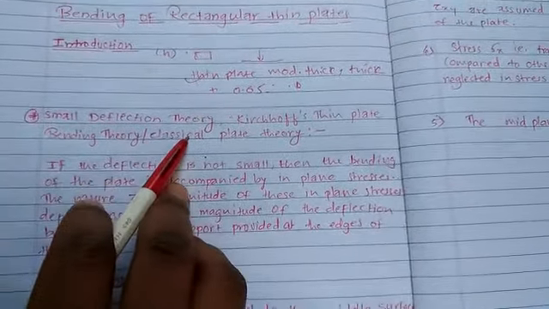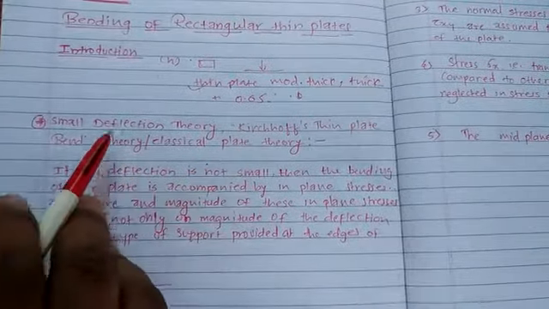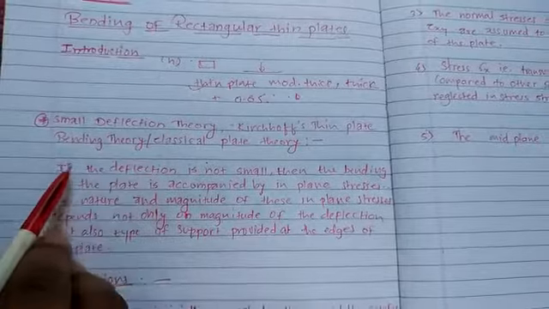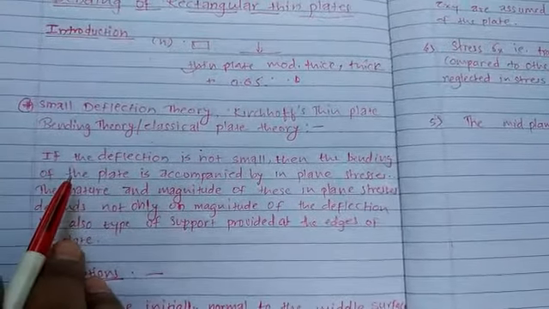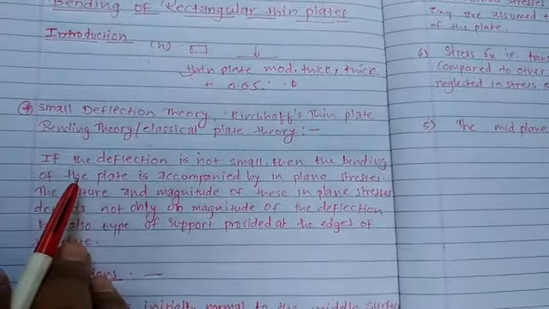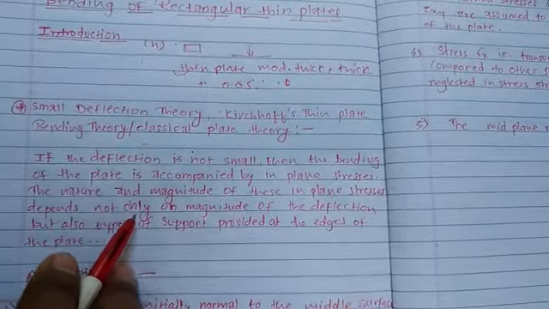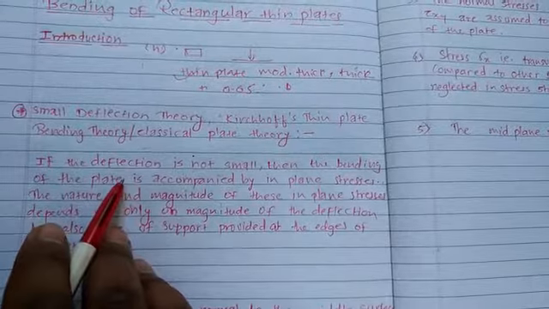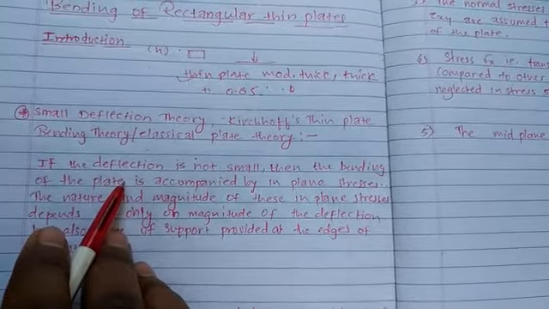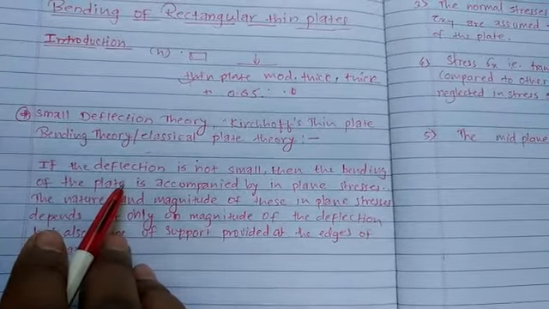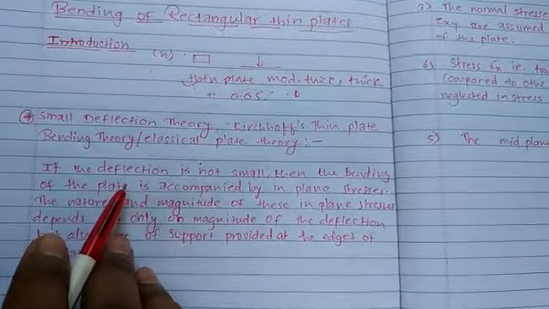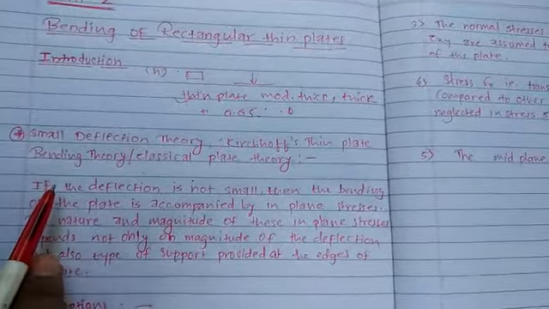The small deflection theory is also called Kirchhoff's thin plate theory, bending theory, or classical plate theory. The classical plate theory is based on Kirchhoff's hypothesis, which makes assumptions similar to those made by the Bernoulli-Navier hypothesis used in the theory of thin or shallow beams. Okay, so we'll see what that is.